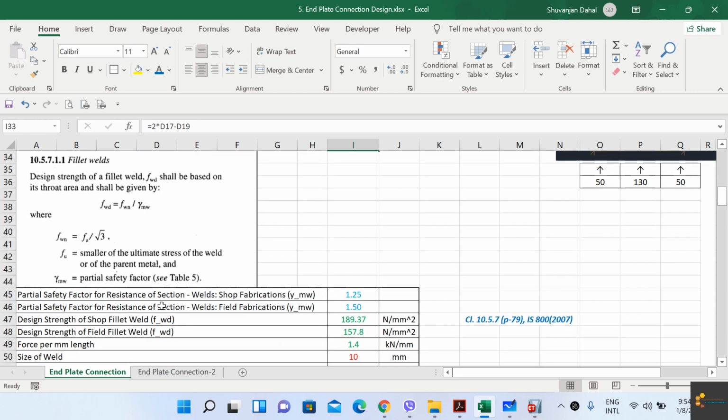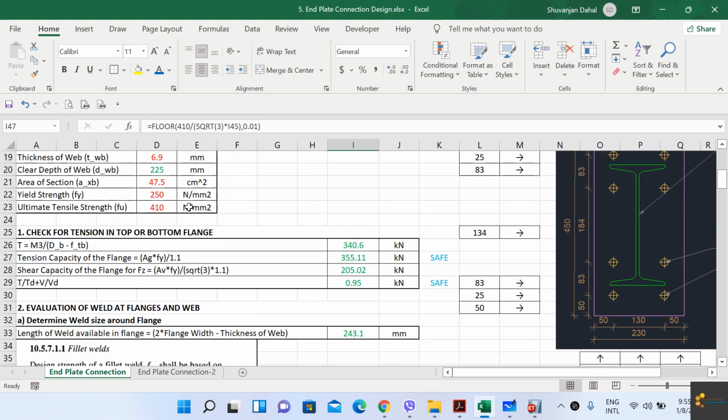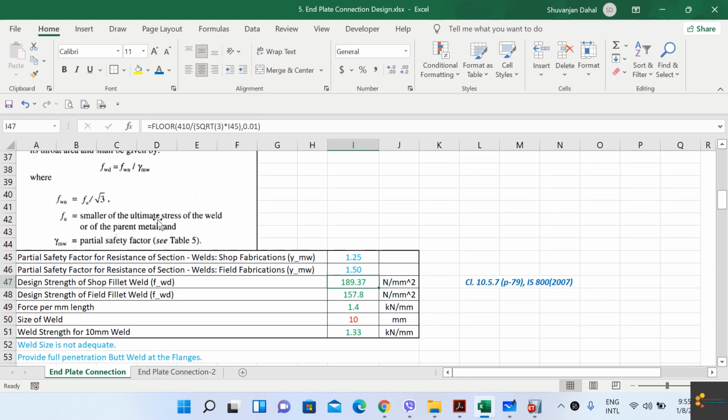the partial safety factor. If the welding is performed in the shop or factory itself, the partial safety factor is taken as 1.25, and if the weld is performed at the field, then we use a higher safety factor, that is 1.50. For Fu, we will suppose that the weld material and the structural steel, which is the parent metal, are the same material. So the value of Fu will be 410, that means the ultimate tensile strength.